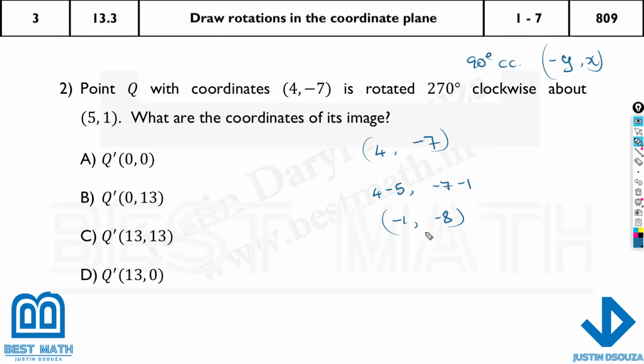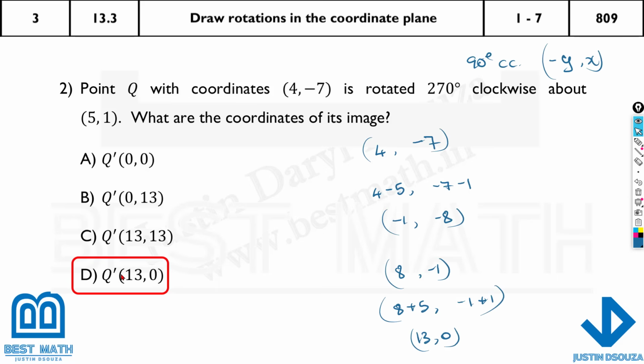So here this 8 becomes +8 and this -1 remains, but they swap their positions. Now the last part would be adding the given point. So it'll be 8 plus 5, -1 plus 1. That's going to be 13, 0. So that must be the rotated point, and you can see it's 13, 0. This is the answer, Q prime, option D.